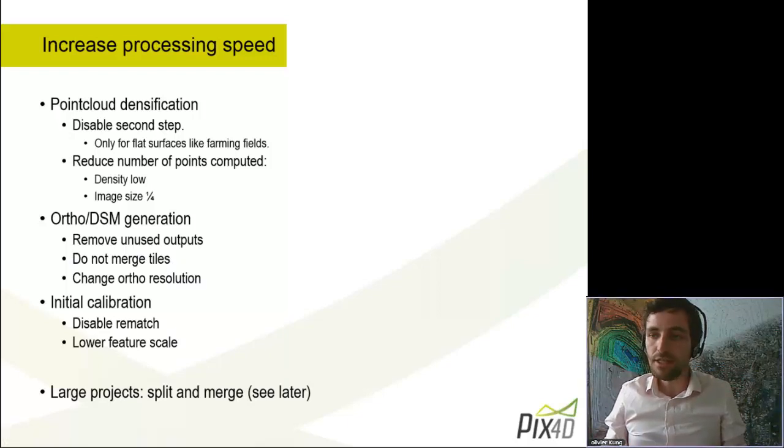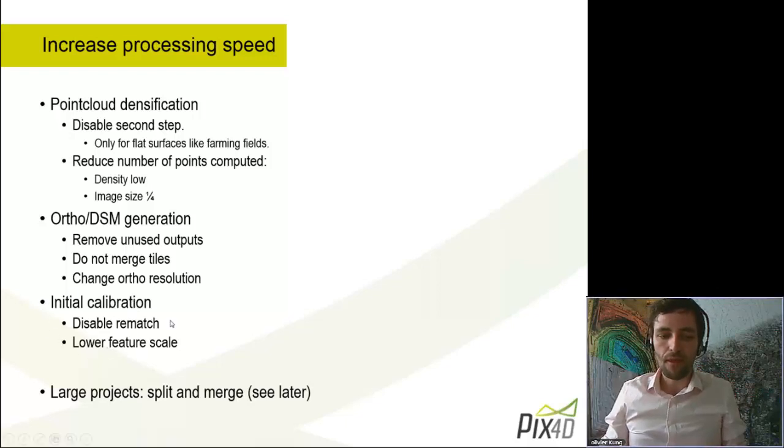Finally, if you did a flight and by default your GSD is 4 centimeters, but you're only interested in results in 10 centimeters per pixel, you can also save a lot of time by setting the auto resolution to the real numbers you are looking for, for example 10 centimeters instead of 4. This will speed up the generation of the auto mosaic a lot.